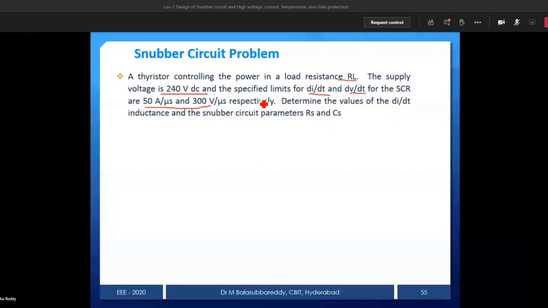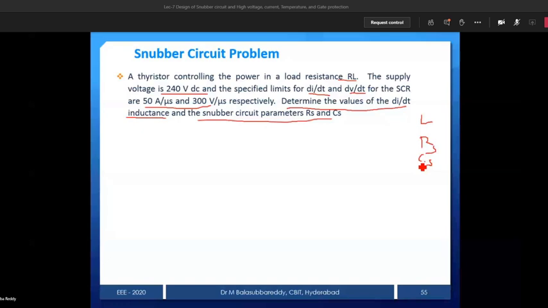Now they ask, determine the value of the di by dt inductor. Di by dt inductor means what? L. And then the snubber circuit parameters are RS and CS. These are the three parameters we have to find: L, then RS, then CS. So you just use your derivation as such, and you will get it as a direct substitution only.